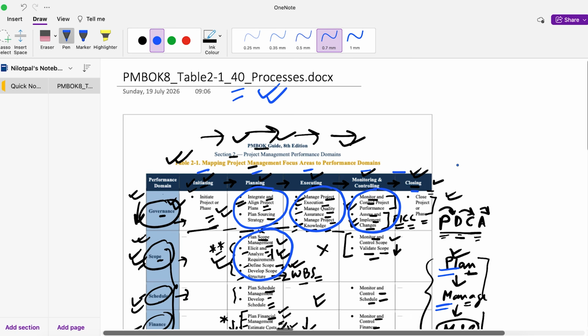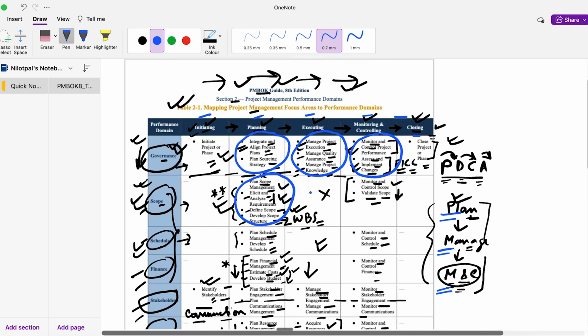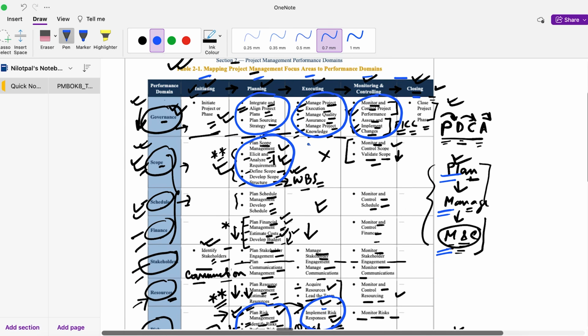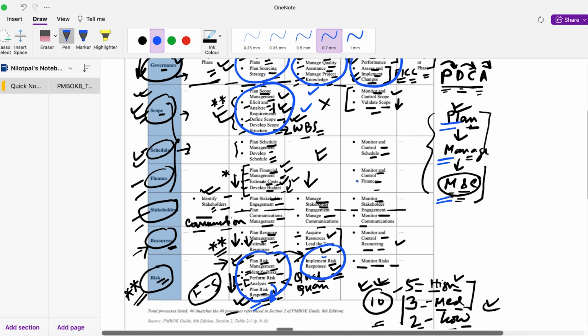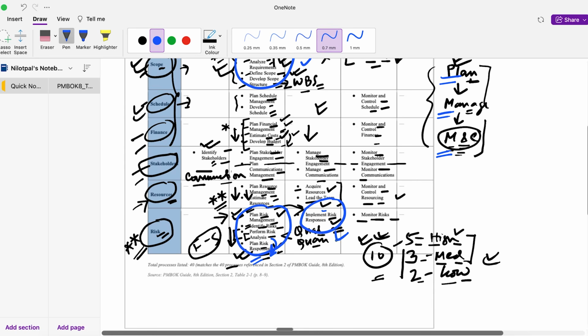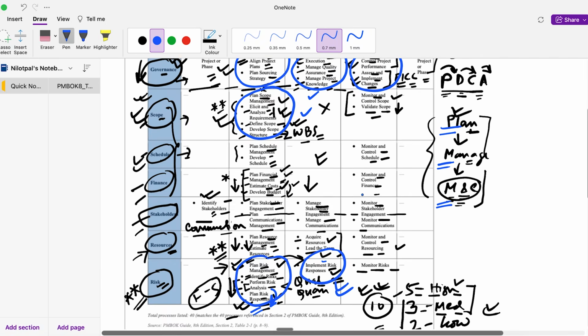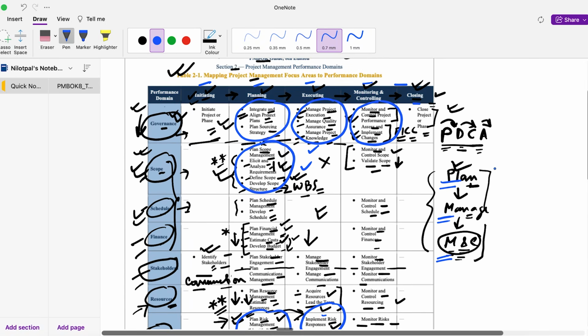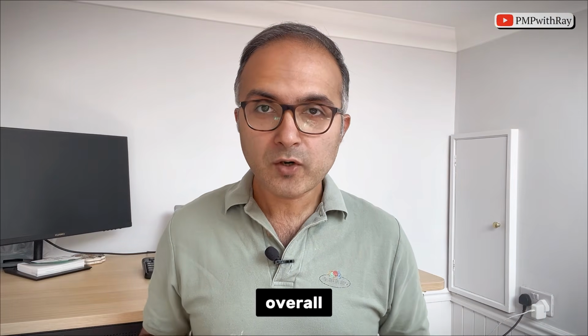Even if you are not able to replicate that entire chart on a piece of paper, it is absolutely fine as long as you understand at least these blue bits which I have highlighted. You should be good to go, because then at least you know that yes, I have understood the key sequences that might be tested as part of the PMP exam as part of this overall 40 process chart. And at least you know that for any of these 7 performance domains, it follows the plan, manage, and monitor and control steps. So that's the overall summary, right?